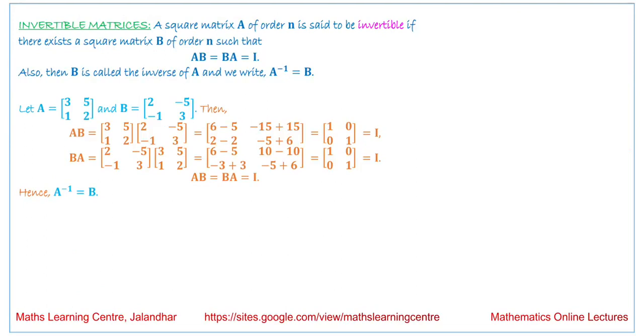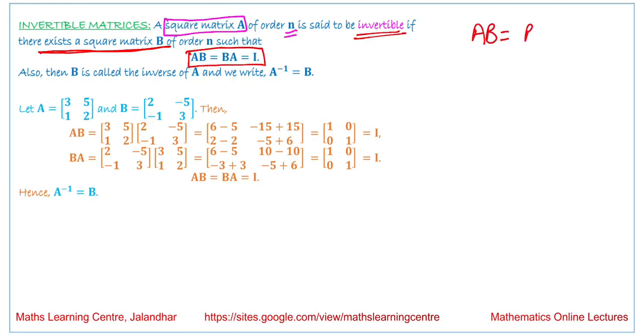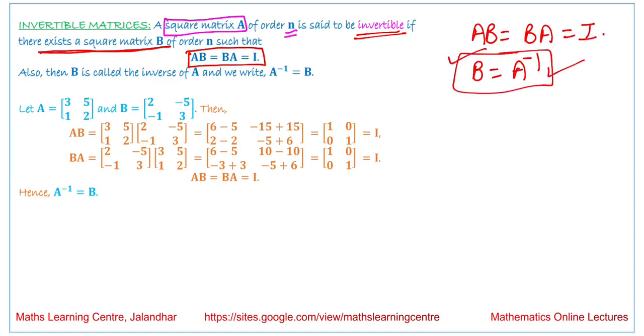Next is the invertible matrix. When we are talking about an invertible matrix, first we are talking about a square matrix. Say its order is n, then it is said to be invertible if there exists another square matrix B such that A into B is equal to B into A, which is equal to I, and we write B is equal to A inverse. If such a matrix exists, it is called the inverse of this matrix. An example is given over here.